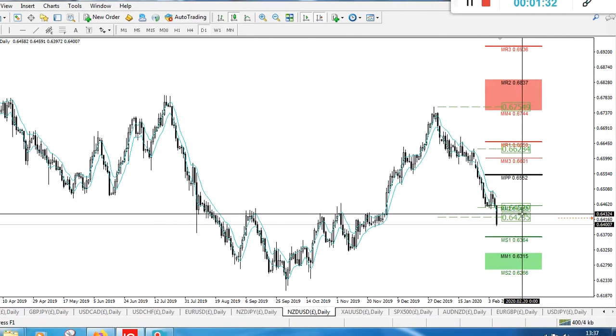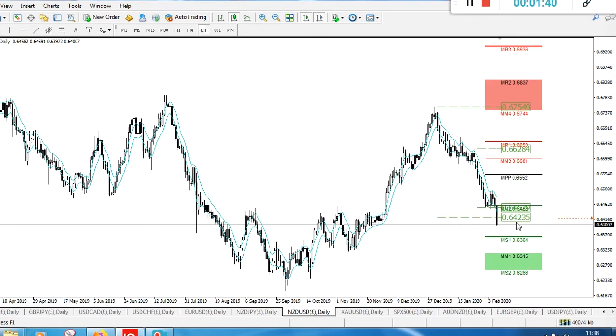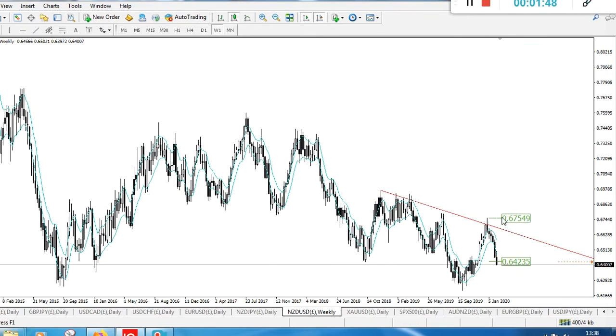What price range is that? About 6432, 6430, give or take, around that zone. Probably about half of this Friday session candle. And also, as you can see on the weekly chart, it had a reaction on this trend line, and then it went down pretty nicely, with nice strong bearish candles.